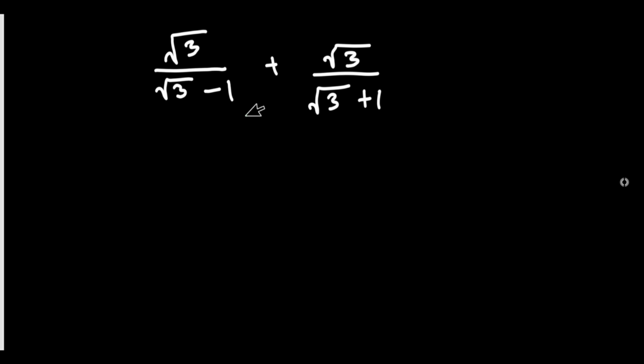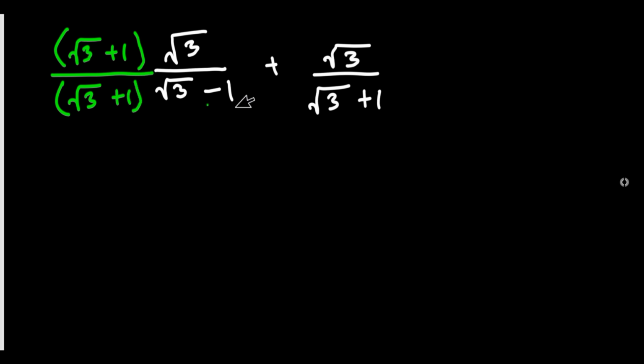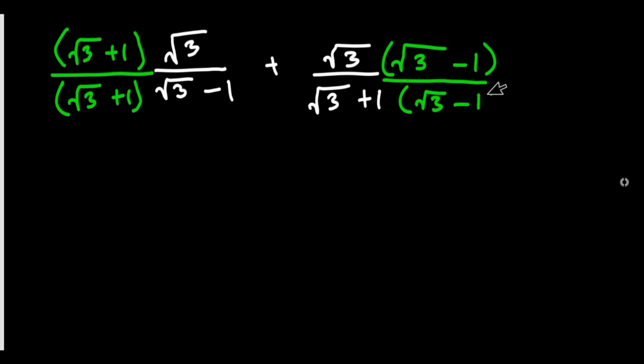So what I'm going to do first is multiply this right here by square root of 3 plus 1. Then on the denominator side, I'm going to do the exact same thing, square root of 3 plus 1. Then for this fraction right here, I'm going to multiply the numerator side by square root of 3 minus 1. Then on the denominator side, I'll also multiply it by square root of 3 minus 1.